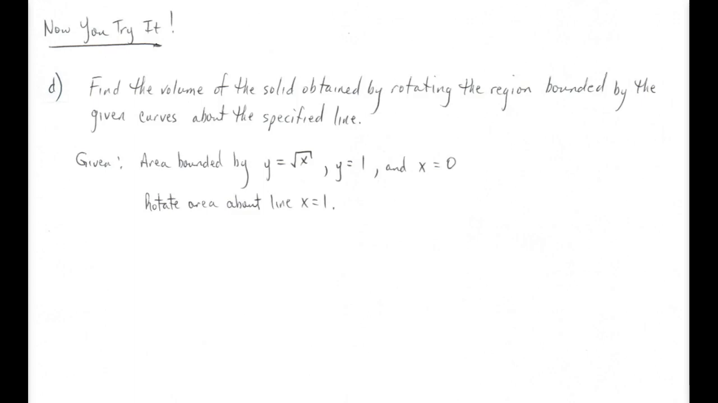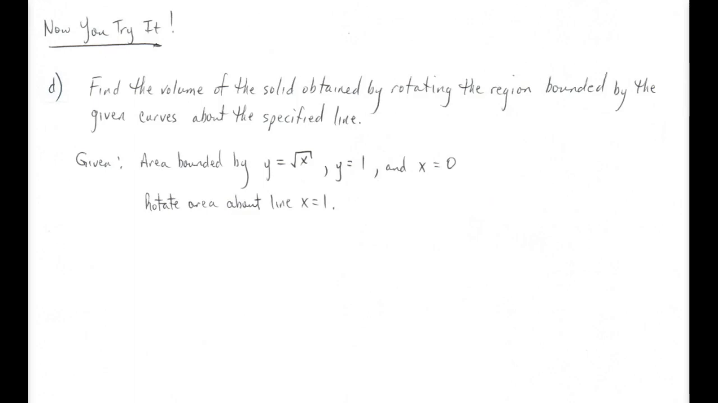And now what we're going to do is calculate volumes of solids where the actual solid is formed by taking an area that is defined and rotating it about either a vertical or horizontal axis. So for this first example, we are told that we want to find the volume of a solid obtained by rotating the region bounded by the given curves about this specified line. So here we have the area bounded by the square root of x, y equals 1, and x equals 0, and we want to rotate it about the line x equals 1.